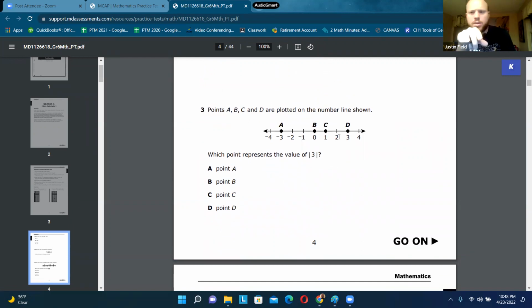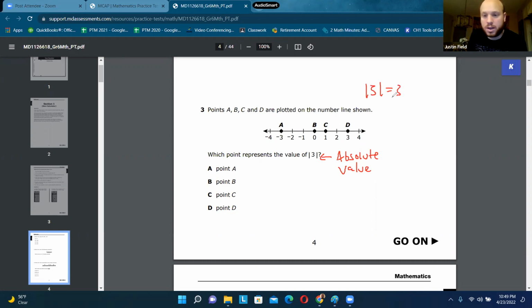Okay. Number 3. Points A, B, C, and D are plotted on the number line shown. There we are. Negatives, positives. Those are integers. No decimals. Which point represents the value of the absolute value of 3? What is the absolute value of 3? The absolute value of 3 is 3. And also the absolute value of -3 is 3. The absolute value is the distance from 0. Somewhere along the line, people make it more complicated, but in 6th grade, it's the distance from 0.